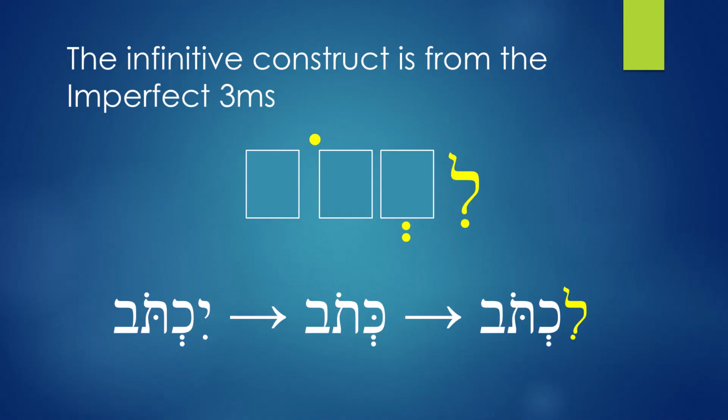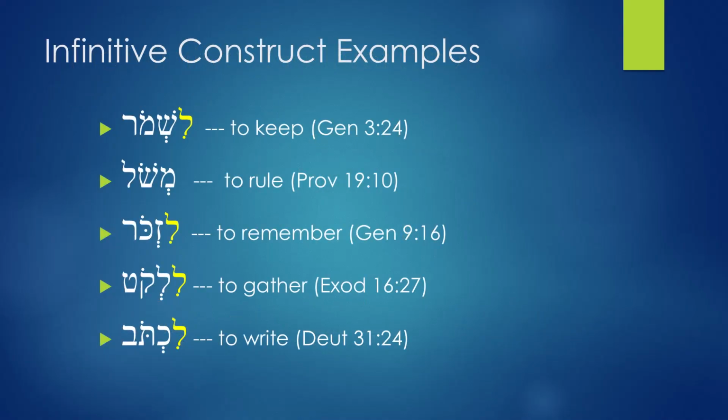Let's look at the examples. The first example is lishmor, which means to keep. It's coming from shamar. Shamar means he kept. And so in the infinitive, it's going to be to keep. Next you have meshol. Now meshol does not have the le prefix. As I said, in rare cases, you're going to have examples that will not have the le prefix, but the translation is still the same. You add "to". Meshol is coming from mashal. Mashal means he ruled. And so in the infinitive, meshol means to rule.